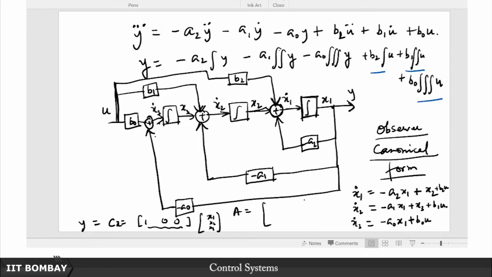So if I write this down carefully now, this is minus a2 minus a1 minus a0, and you see this is 1 0, and this is I guess 0 1, and this is 0 0. So that is the A matrix.